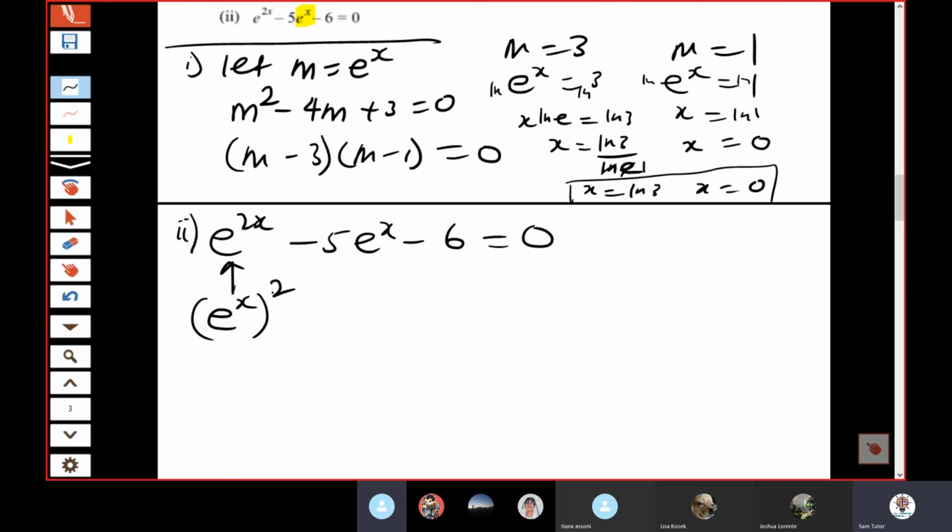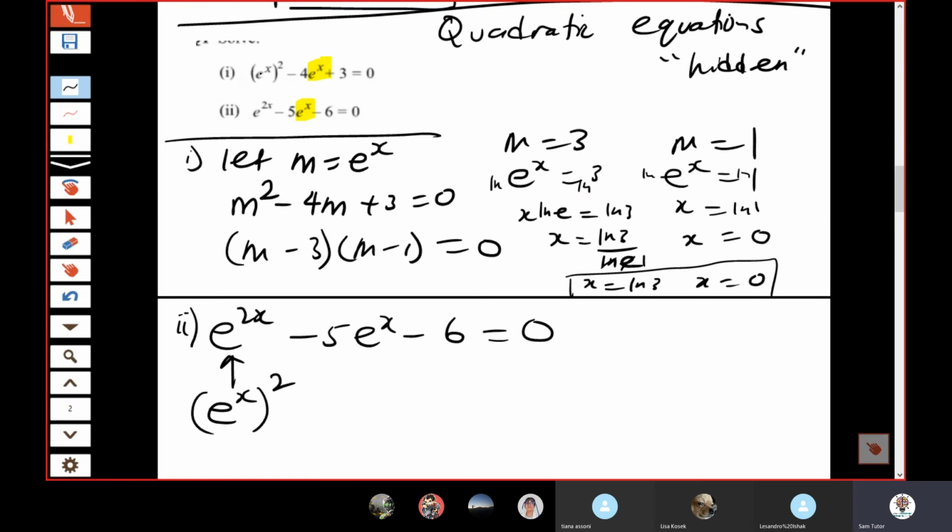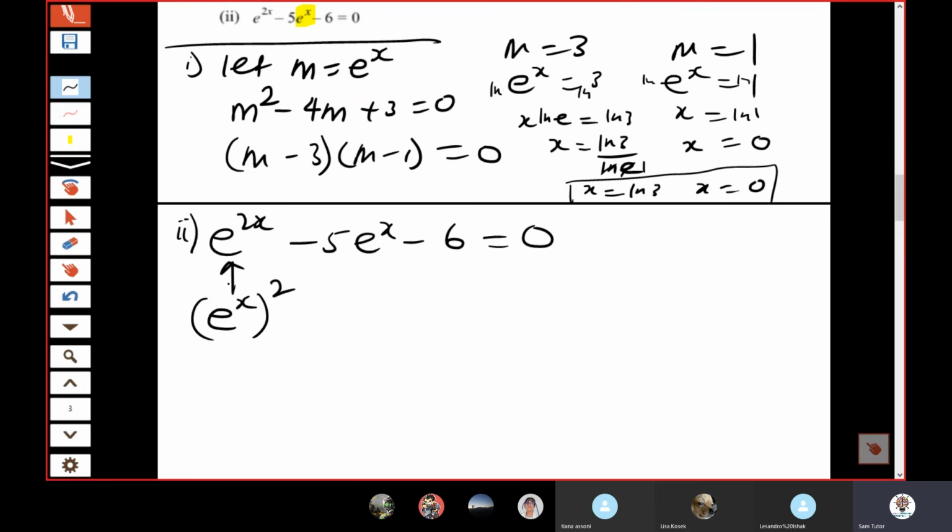Because power times a power, they multiply. Oh, good man. Power to power is just multiplying, so you get 2x. So technically this is your e to the x, squared. It's just hiding. But you guys know that because I've already told you these must be quadratics. So yes, good work. That's just like e to the x all squared.